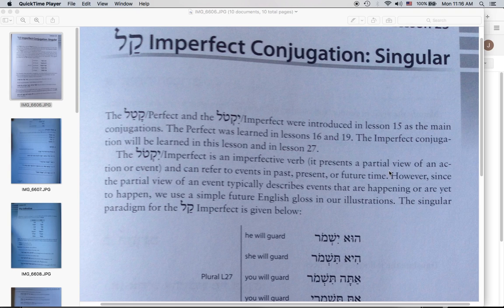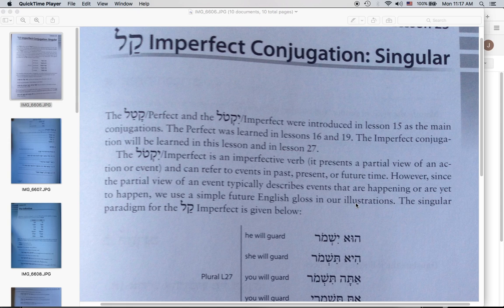So the yiqtol, or the imperfect, is an imperfect verb. It presents a partial view of an action or event. This action can be in the past, present, or future time, as we've mentioned a whole bunch of times. Hebrew does not talk about time with verbs. Context will tell us if we're talking about the past, present, or future, but the verb does not do that. However, since the partial view of an event typically describes events that are happening right now in the present, or are yet to happen, as in the future, we use a simple future English gloss in all the illustrations in this section.